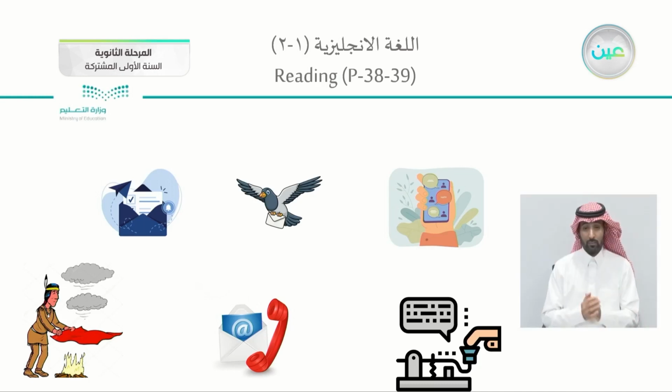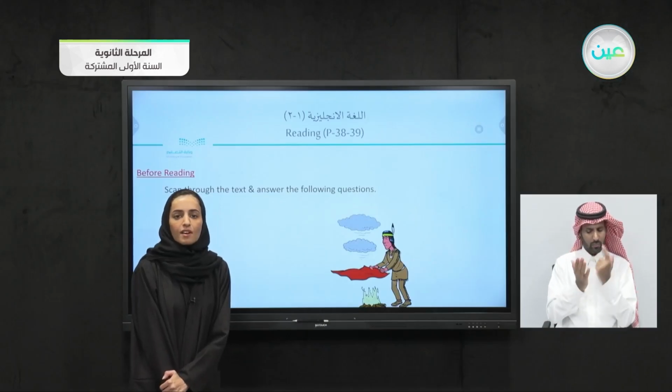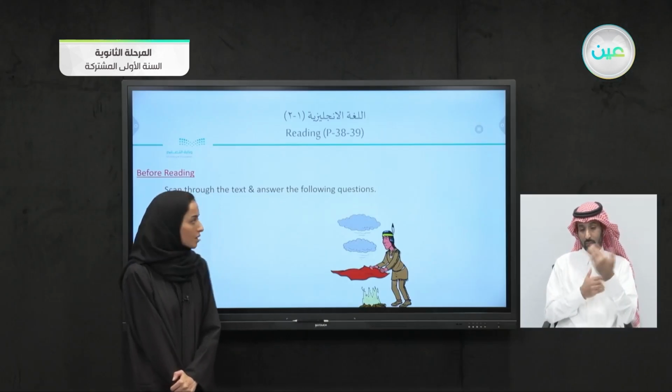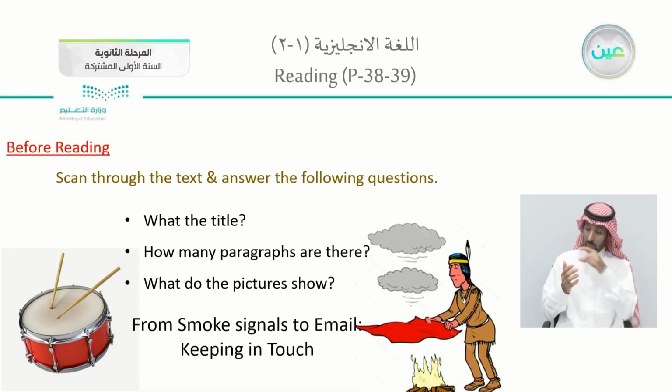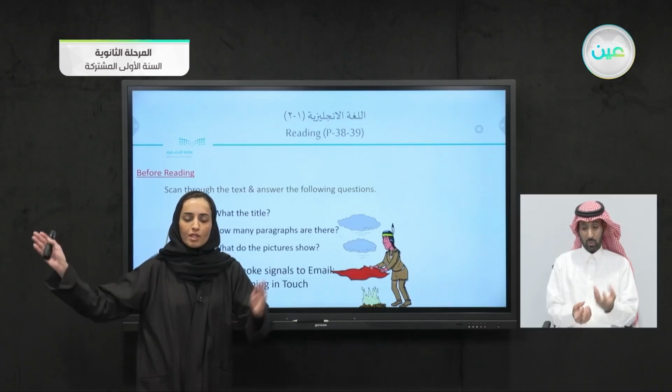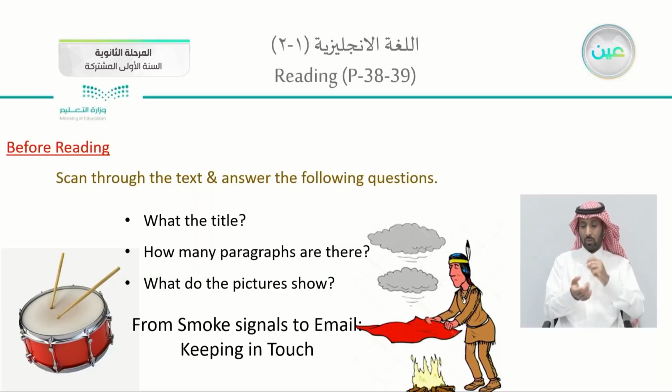Okay, now in your books, page 38 and 39, I want you to scan the two pictures, 38 and 39, and find the answers for the following questions. What is the title for the whole text? You will find it on the top of page 38. It is actually From Smoke Signals to Email. So the history, the timeline, smoke signals to email, keeping in touch.